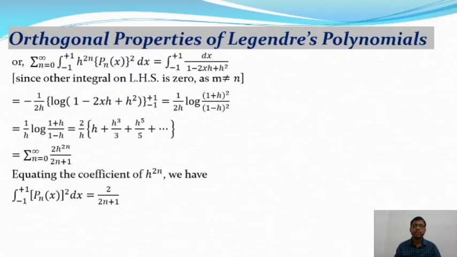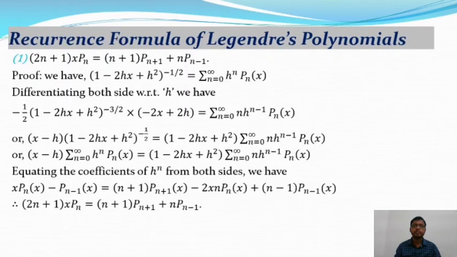After that, we will discuss some recurrence formulas of the Legendre polynomial. Here is the formula: (2n + 1) x Pn = (n + 1) Pn+1 + n Pn-1. This is the first recurrence formula of the Legendre polynomial. Here is the proof of the recurrence formula. We have (1 - 2hx + h²)^(-1/2), and it equals the summation over n = 0 to infinity of h^n into Pn(x).